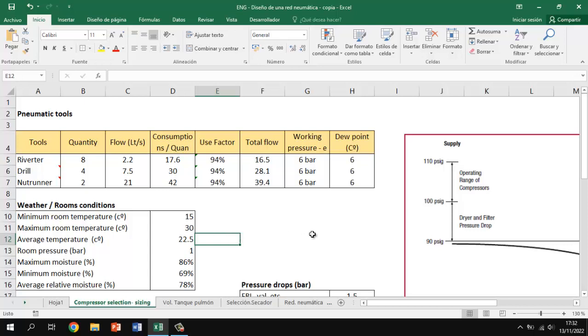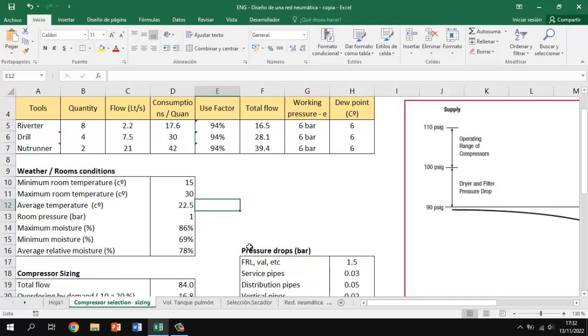Next, this I want to show you. When we finish the selection, I'm going to talk about these pictures and this part. Then we are going to continue with the compressor sizing. So okay.